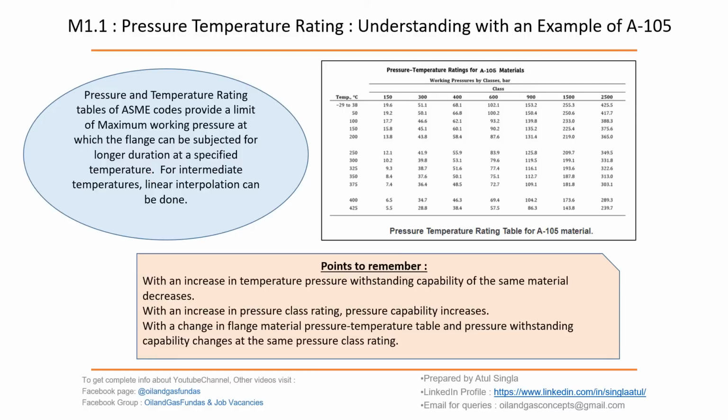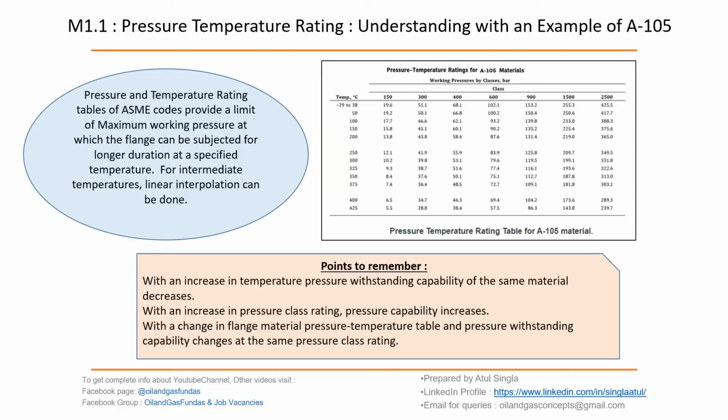In the last slide we discussed the ability of a material, and that material is here in this slide, A105. This ability of a material we are going to check with respect to pressure and temperature. For intermediate temperatures, linear interpolation can be done. If we are talking about between 50 to 100, suppose we are talking about 75, then we can do linear interpolation to get these values for all the pipe classes.